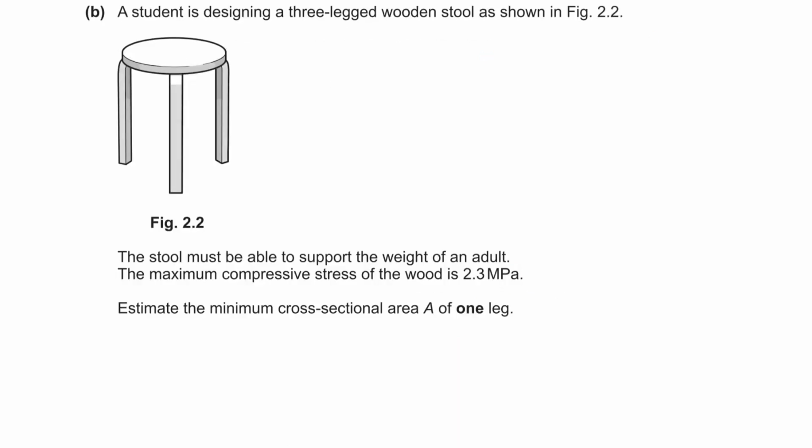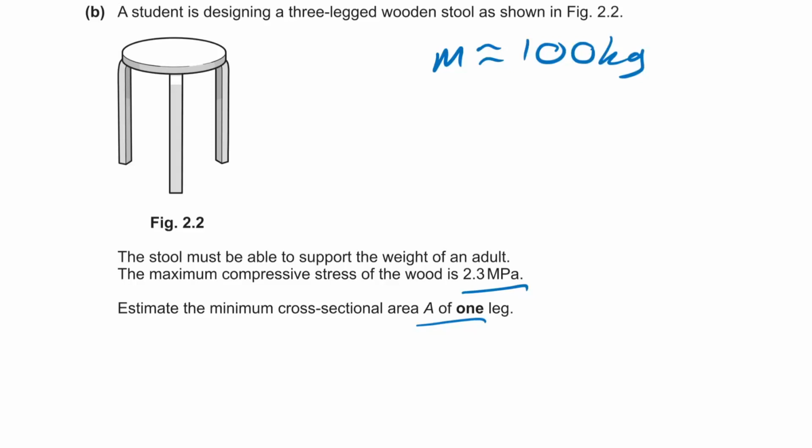B. We have a 3-legged wooden stool. Stool must be able to support the weight of an adult. We want a max stress of that. Estimate the minimum cross-sectional area of one leg. We're going to find the total area first. How much does a person weigh? Best to go in like 50, 100 is when you estimate something. So we're going to say that mass is around 100 kilograms. Slightly on the heavy side, but you know, we're talking about orders of magnitude here, aren't we?